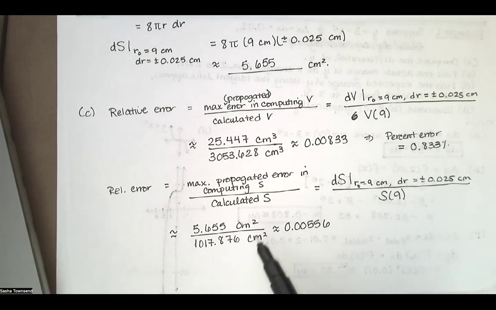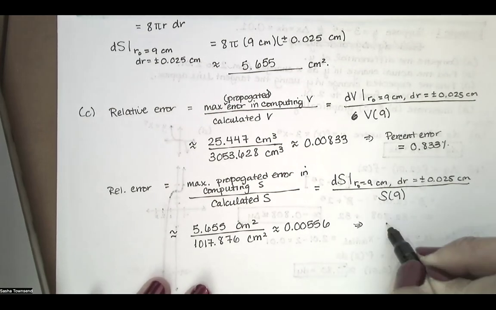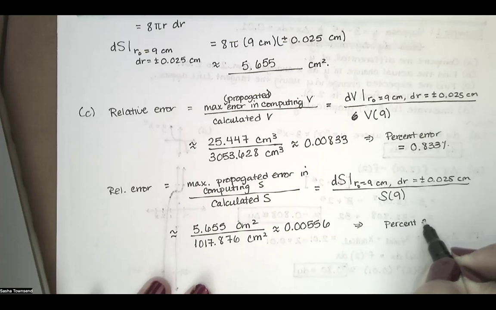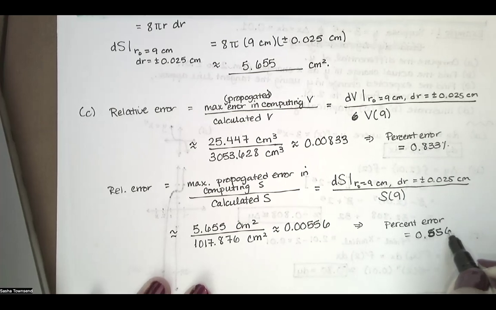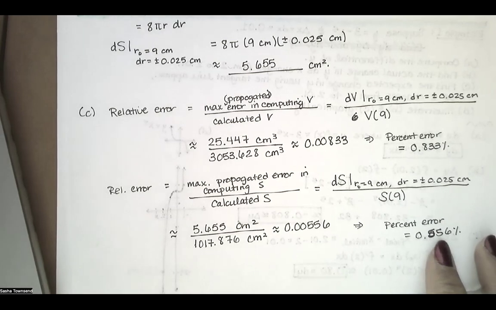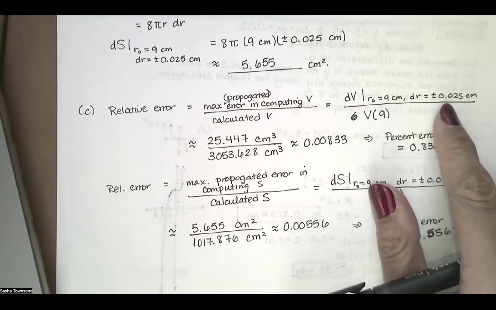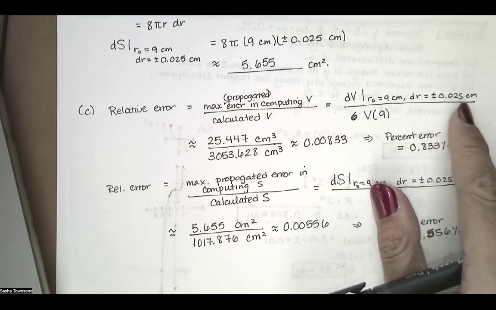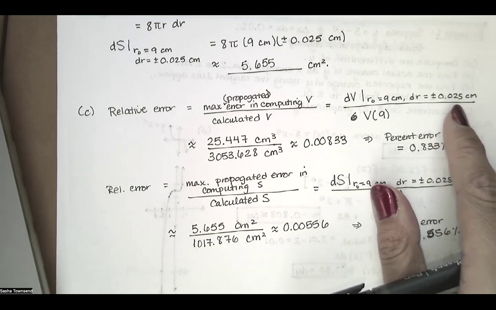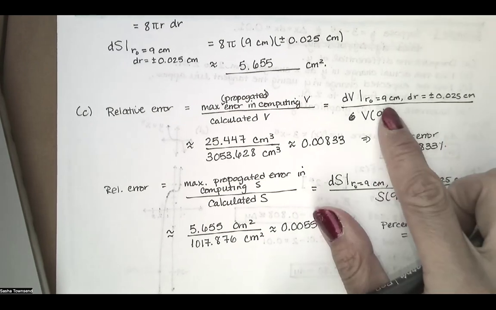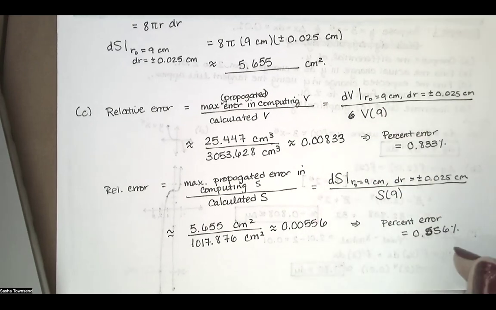How much is it? What's the comparison? Well, it's this much. If we multiply by 100%, we have 0.556%. So it's just a little bit more than 0.5% error. So that error is very small, but it's because that error in measuring the radius was very small. We're only off by potentially 0.025 centimeters, and our actual radius is much larger than that.